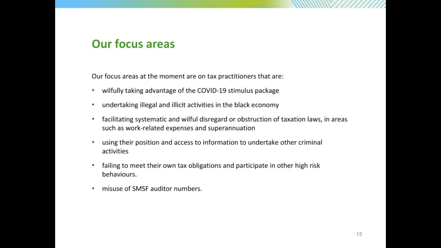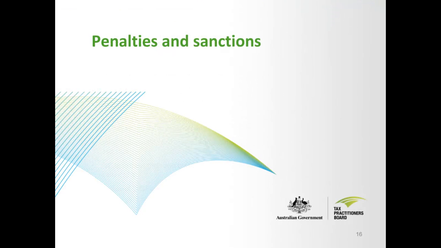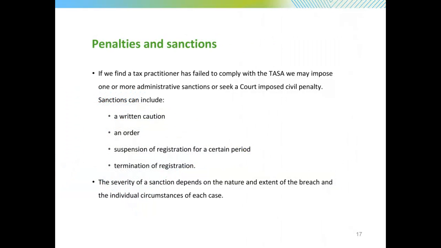The board can also apply to the federal court to seek a penalty for breaches of the TASA. Individuals can receive a penalty of up to $52,500 for each breach, and bodies corporate can receive a penalty of up to $262,500 for each breach. Sometimes the board refers the practitioner conduct to the ATO or other law enforcement agencies because of our investigation uncovering criminal activity. We are aware of some criminal investigations and some prosecutions of tax agents that are ongoing at the moment. So what happens in those cases?